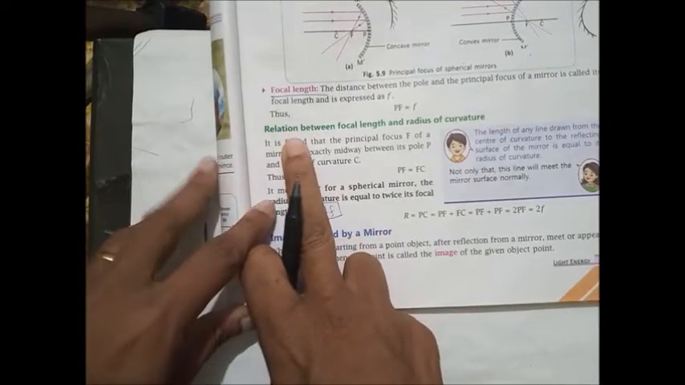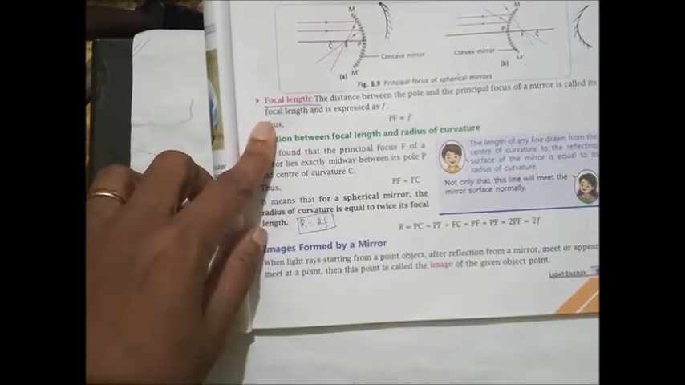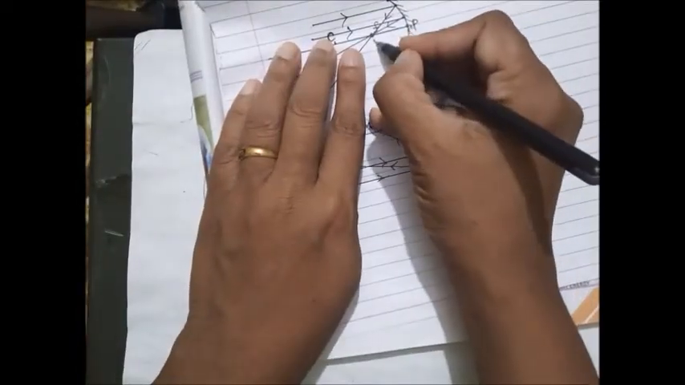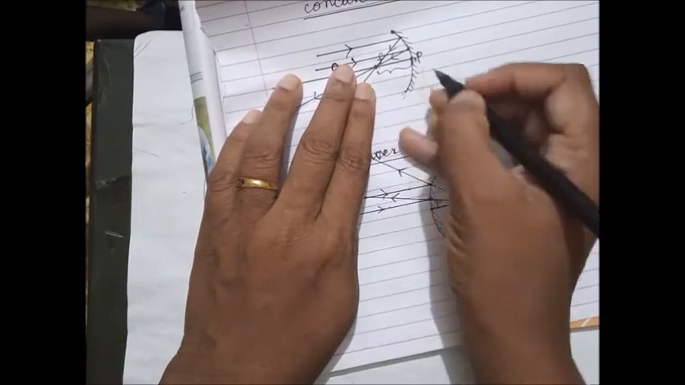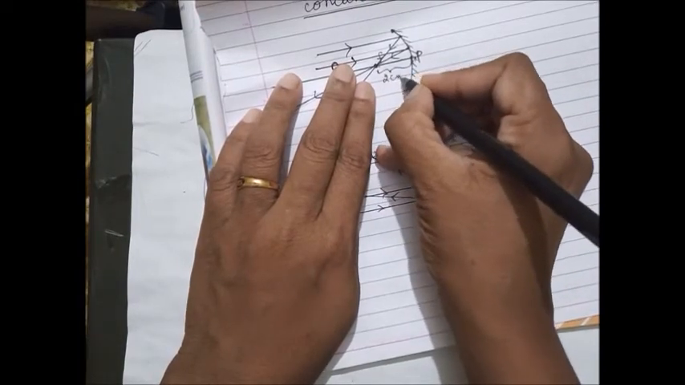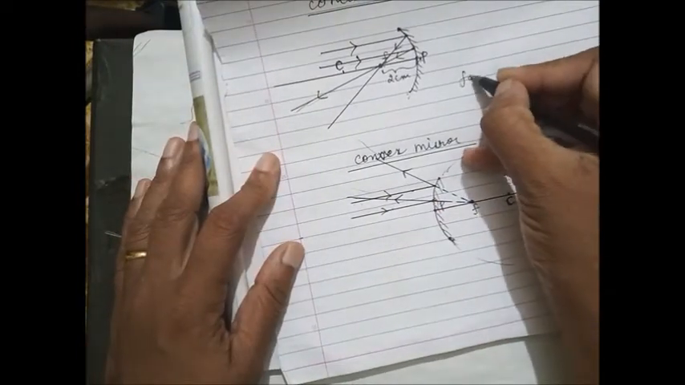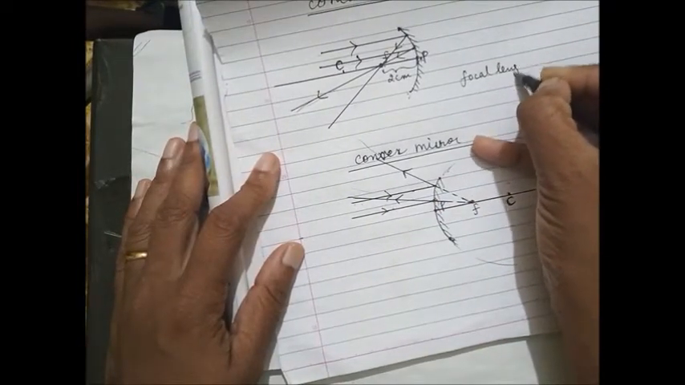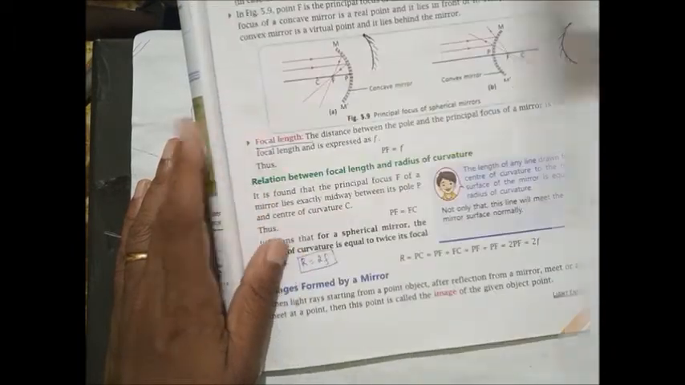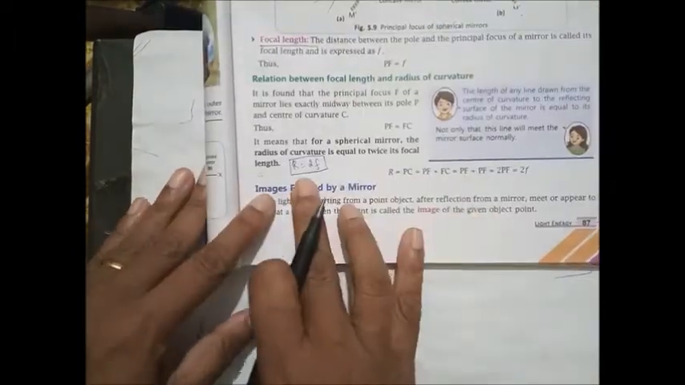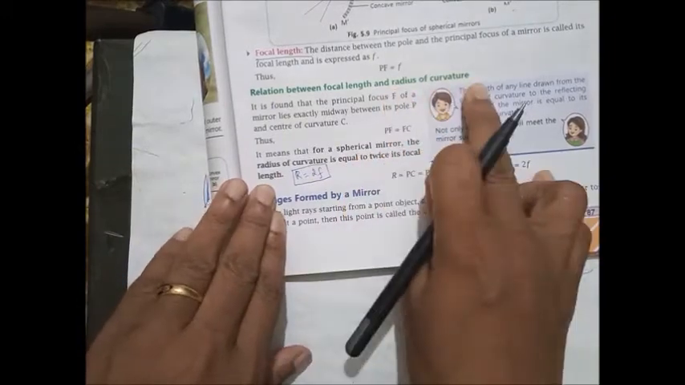Now there is one more thing called focal length. The distance between pole and principal focus is called focal length. Now in this case, this length is 2 centimeter. That means the focal length is 2 centimeter. That's another definition there.